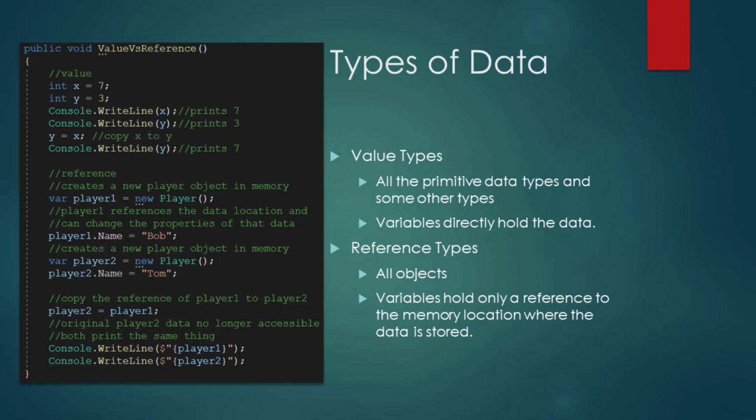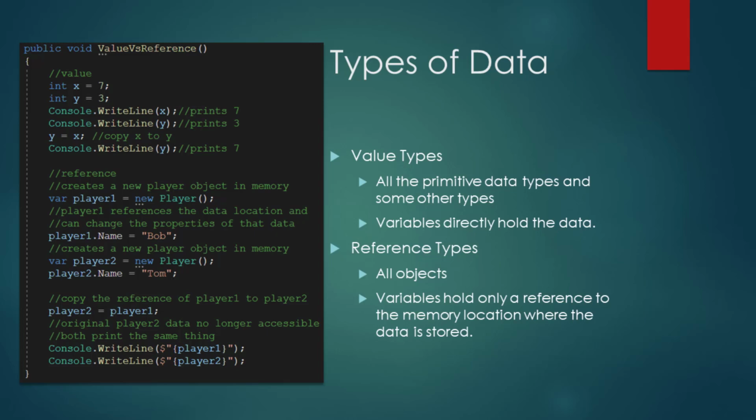However, if I were to do the same thing with two player objects and I set player 2 equal to player 1, player 2 does not contain a copy of player 1. Instead, the player 2 variable now references the same data as the player 1 variable, and the original data referenced by the player 2 variable can no longer be accessed. Since they both reference the same data in memory, I can change the properties of the referenced data using either variable, and the data will update.